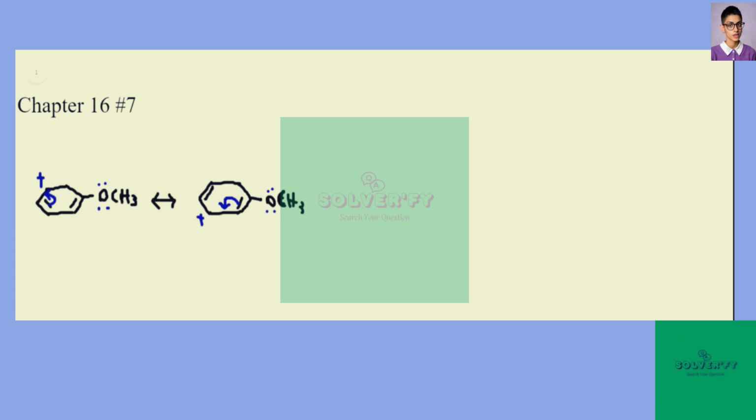Okay, so our next possible resonance structure is going to be moving these electrons to here. And so when we do that, we get to this structure. So here we go. And our positive charge is now going to be on this carbon.